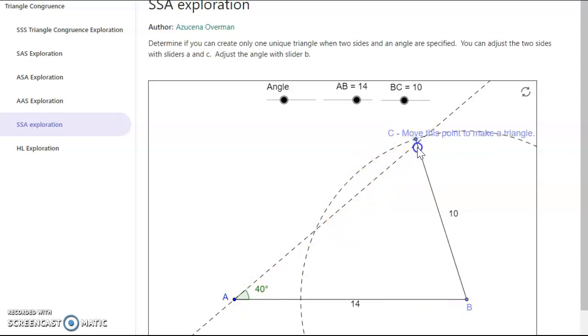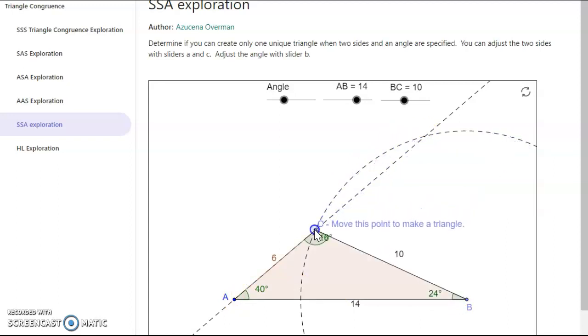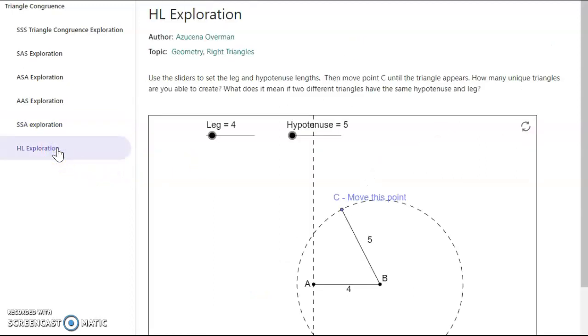However, there is another triangle that I can form with those same dimensions. There is another one. Okay, so there are two different triangles that can be formed with exactly the same dimensions that we're given. That means that you can't say that the two triangles are congruent, because you could have created two different triangles with the same measures. So side, side, angle is not a congruence rule or condition.